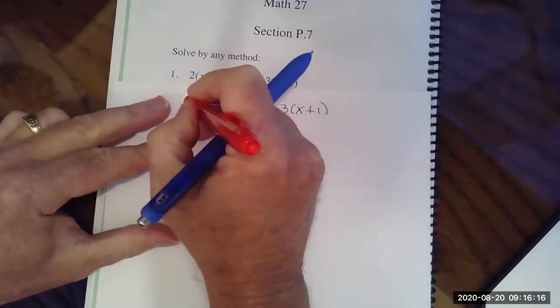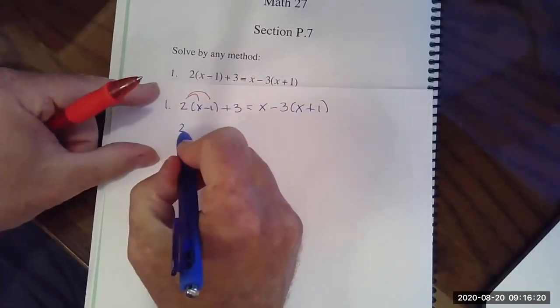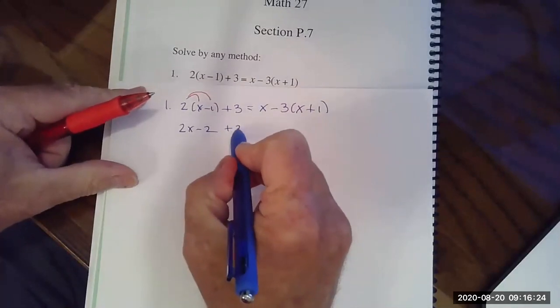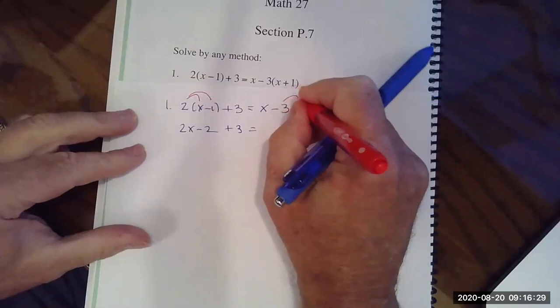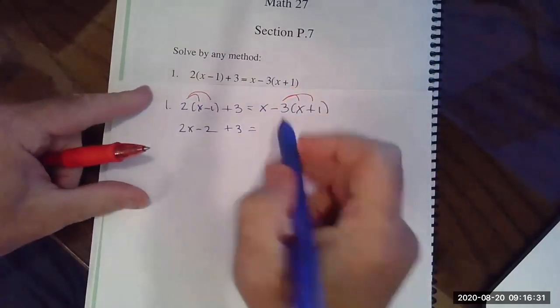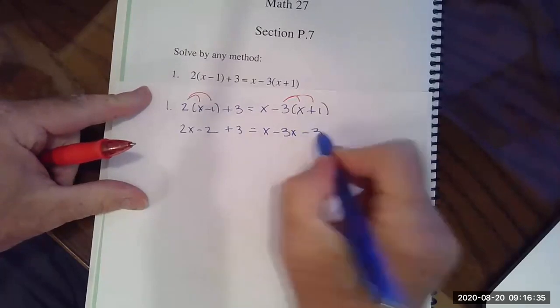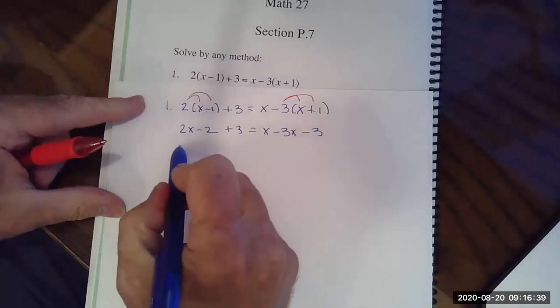So let's see, take the 2. This is multiplying, of course, and that would be 2x subtract 2. And then bring down the plus 3. And then I'm going to take the negative 3 and give it to both of those pieces. And of course, you know you're going to combine like terms.